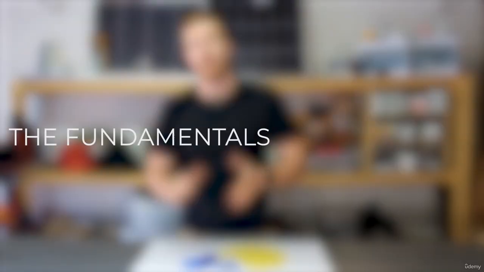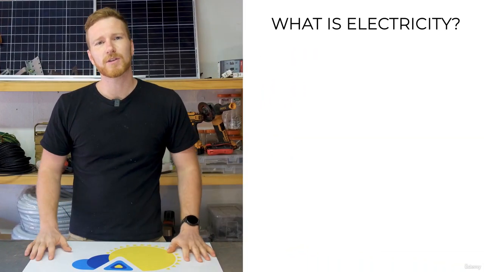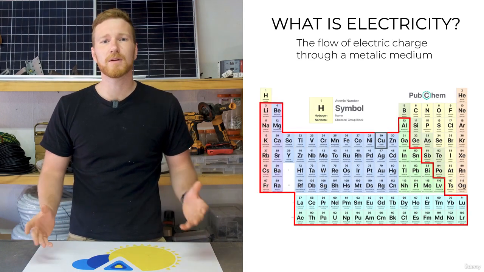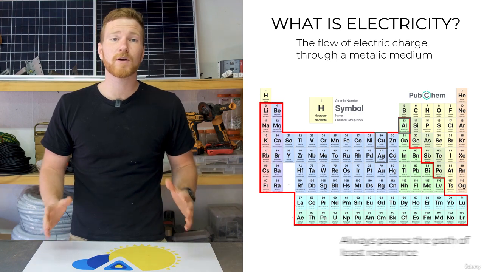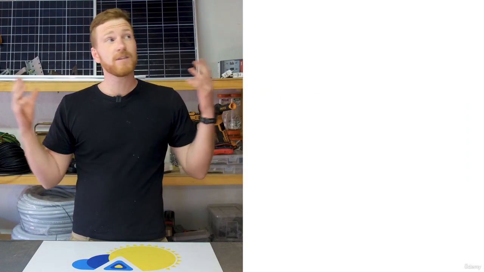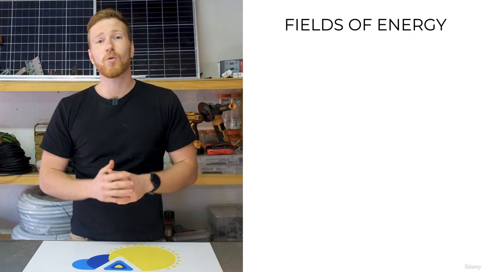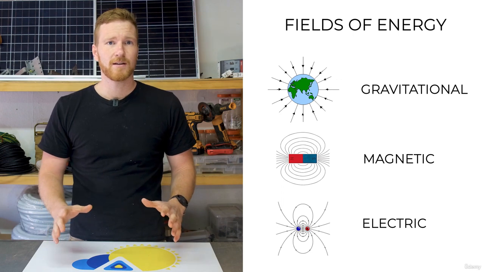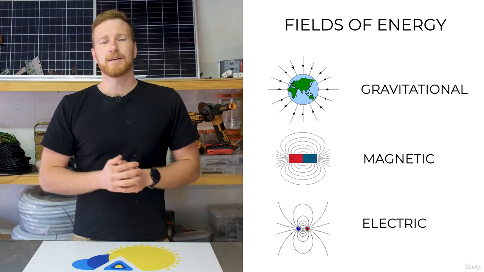The fundamentals of electricity. Electricity is the flow of electric charge through a metallic conductive medium such as copper, aluminium or silver, and always follows the path of least resistance. There are invisible fields of energy all around us, like gravitational, magnetic and electric. These are the ones that we know of, at least.